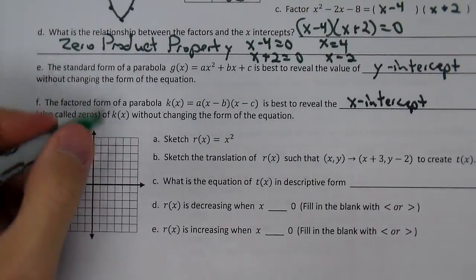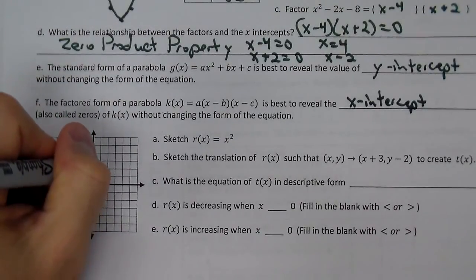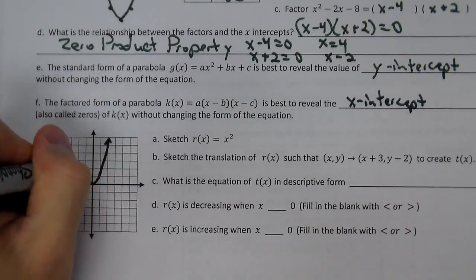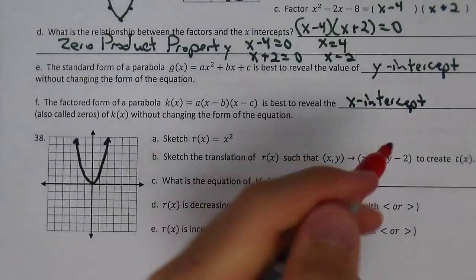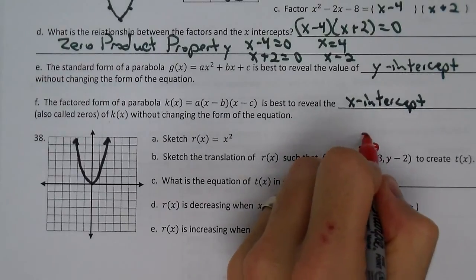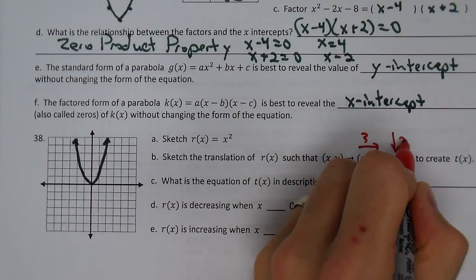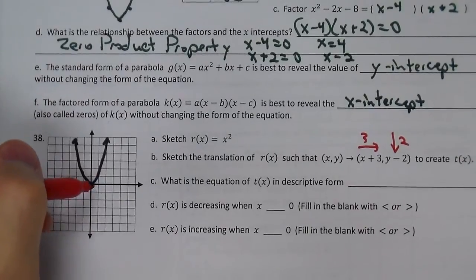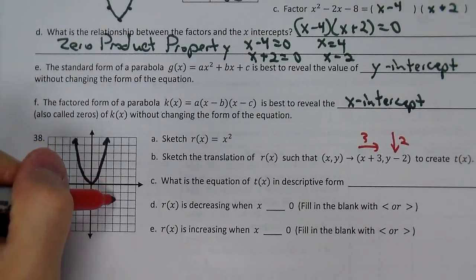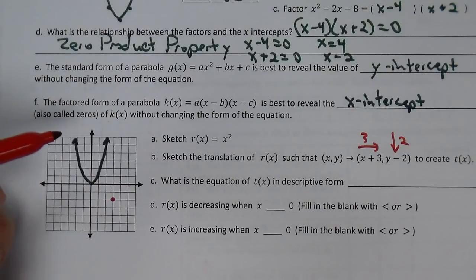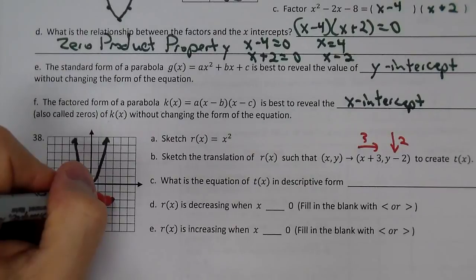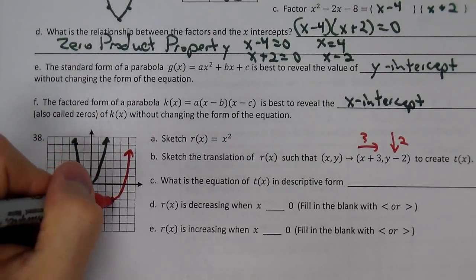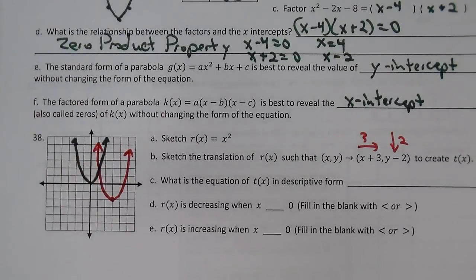Okay, on 38, we're going to graph x squared, which looks like this. And then we need to sketch the translation that if we went x plus 3, y minus 2. Now, if I add 3 to x, it means I move 3 to the right, and minus 2 to y means I move down 2. So I'm going to move everything over 3, down 2, so my vertex is here. Now, it still follows the same pattern. It goes over 1, up 1, over 2, up 4. It still has the same shape, but it was shifted.